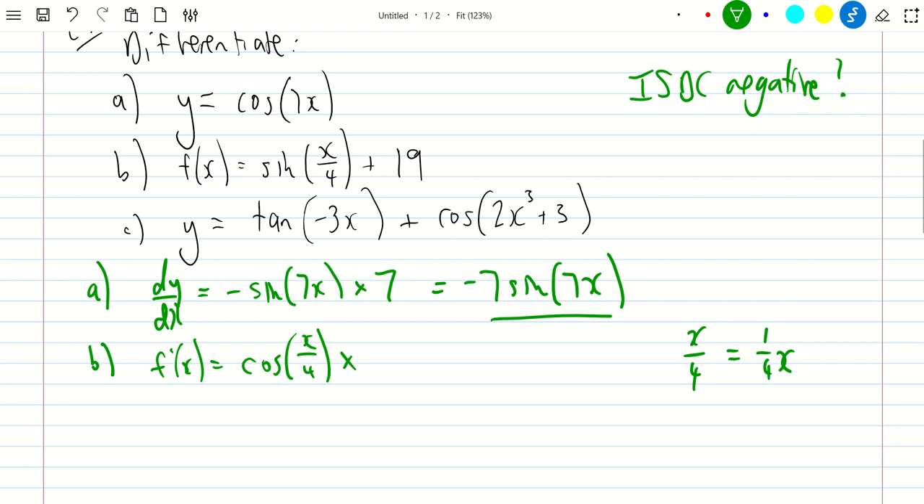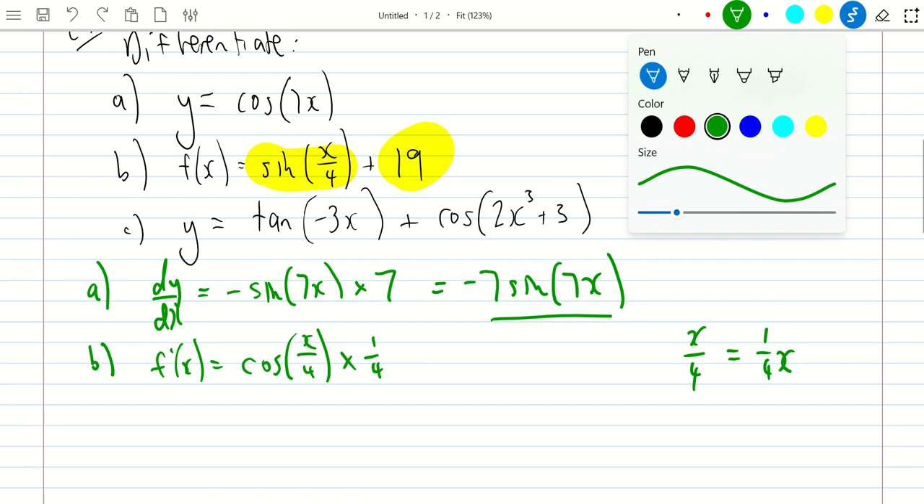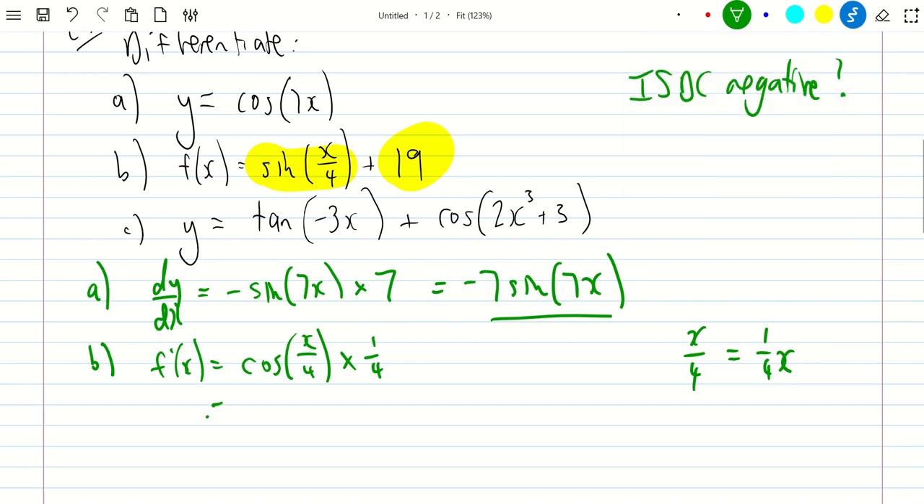And so what's the derivative of 1/4 x? The derivative of 1/4 x is just 1/4. So it's going to be cos of x over 4, times 1/4. That's the first part of it, so that's the derivative of that part done. And what's the derivative of 19? The derivative of any constant number is just equal to 0, so nothing happens there. And so my final answer is 1/4 cos of x over 4. That's my final answer, the derivative of f of x.